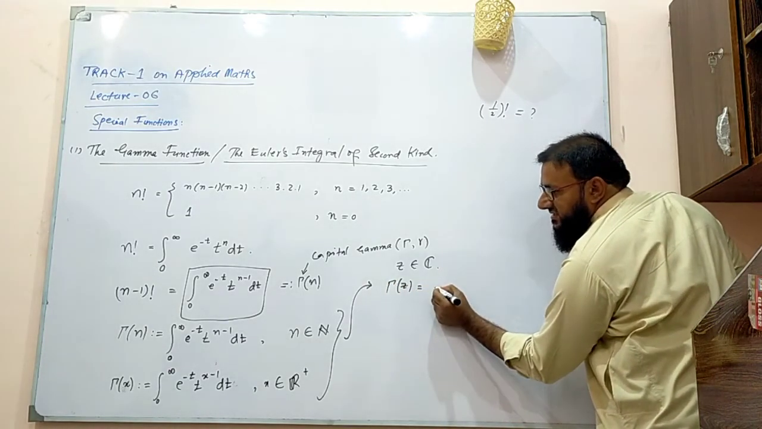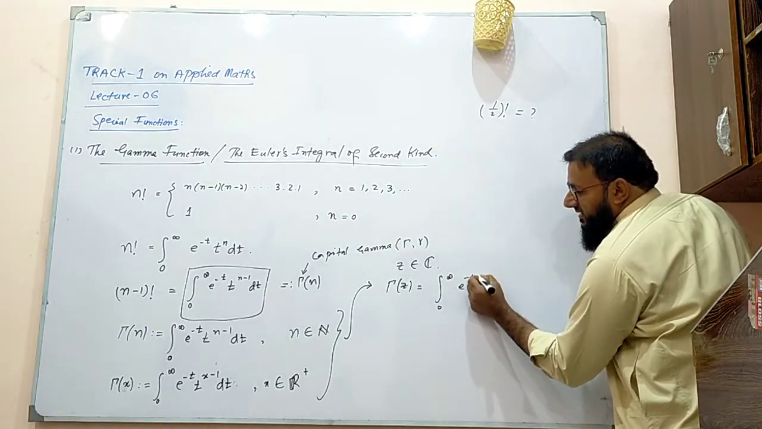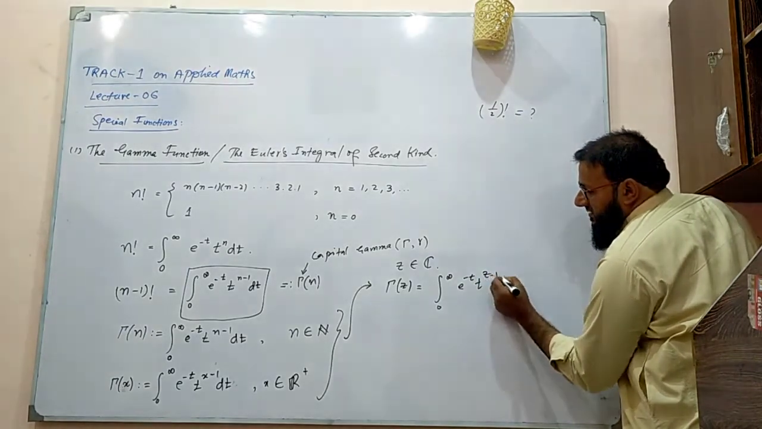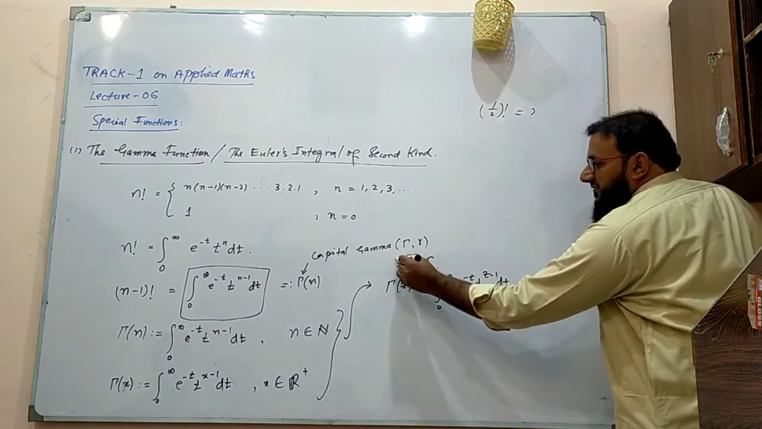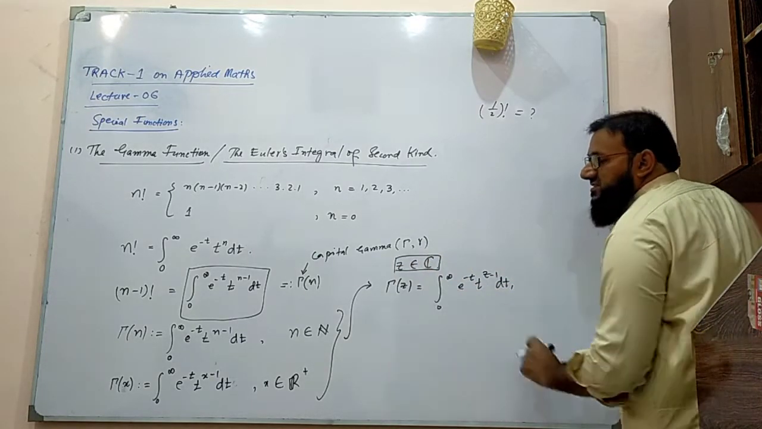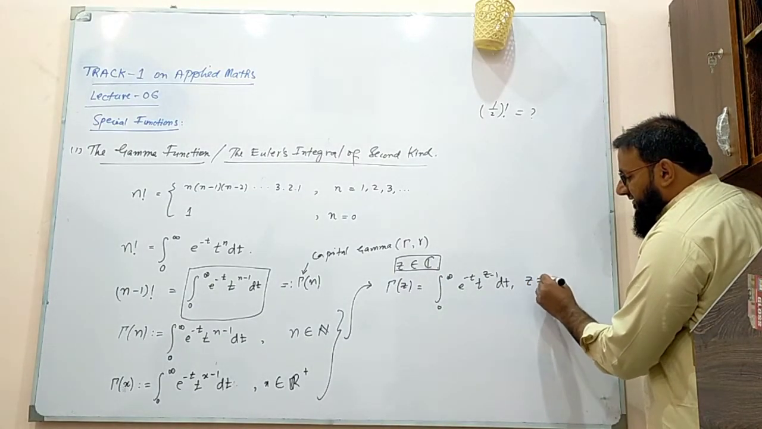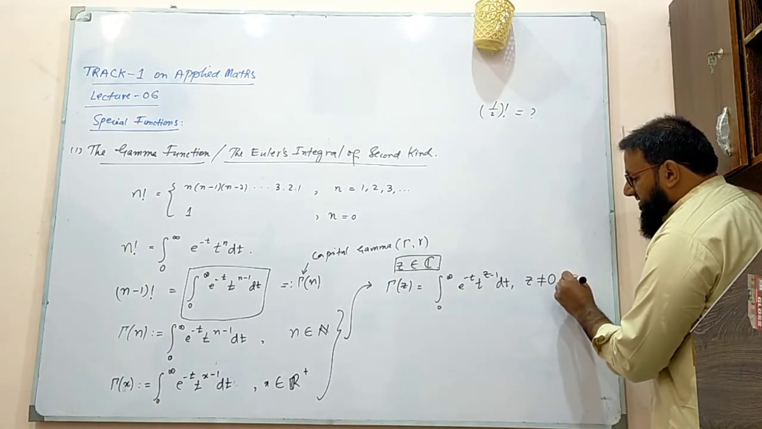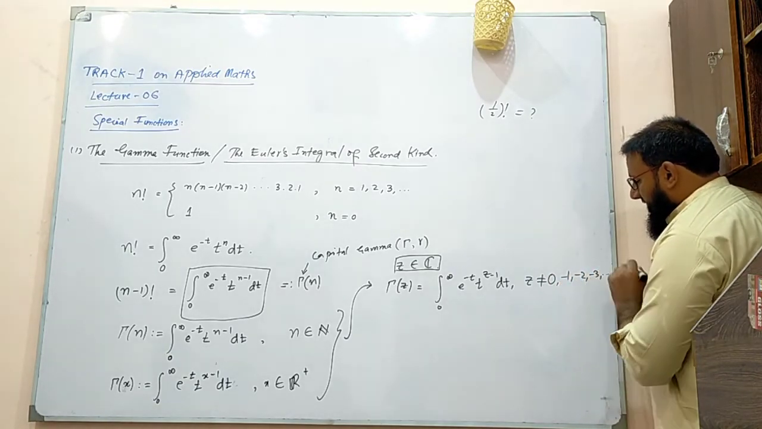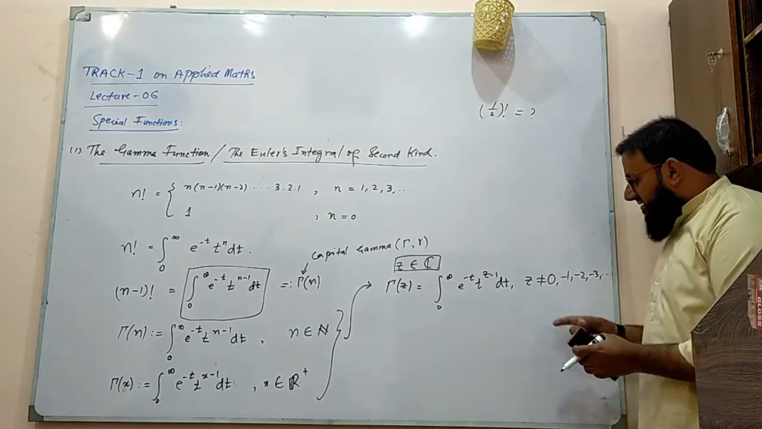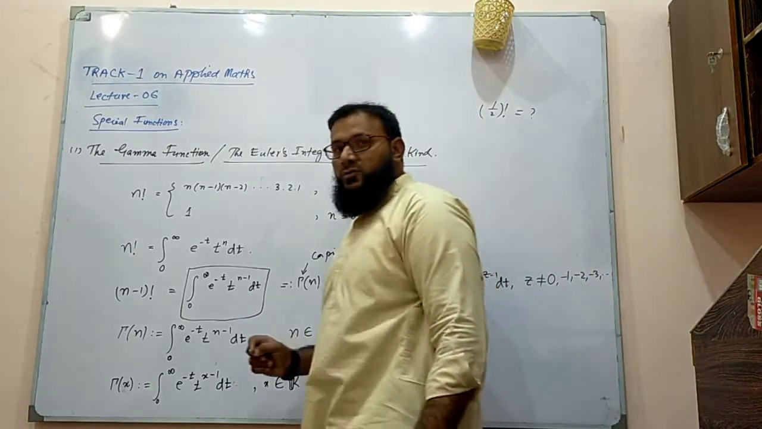Gamma of z is integral 0 to infinity e power minus t, t power z minus 1 dt. But it is not defined for all the complex numbers. There are some restrictions. We will see that it is not defined for 0, it is not defined for -1, -2, -3 and so on. It is not defined for these values. We will see later on why and how.